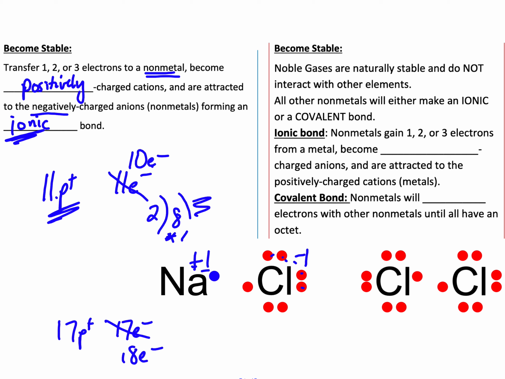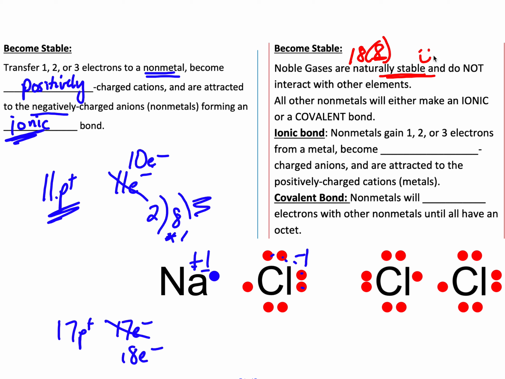All right, becoming stable for the nonmetals. How do they do it? Well, they have some options, depending on who they're hanging out with. First up, though, noble gases don't need to do this at all. Noble gases, group 18, if you don't know that, write that down somewhere. These guys are naturally stable. They have eight in their outermost energy level. They're nice and happy. They don't have to do anything to fix things.